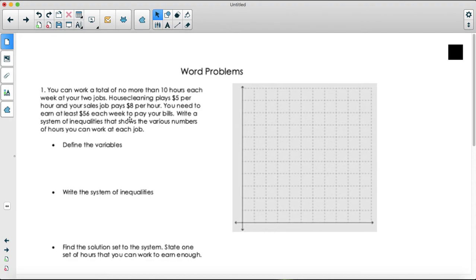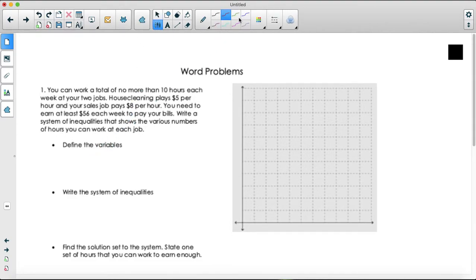You can work a total of no more than 10 hours each week at your two jobs. House cleaning pays $5 per hour, and your sales job pays $8 per hour. You need to earn at least $56 each week to pay your bills. Write a system of inequalities that shows the various numbers of hours you can work at each job.